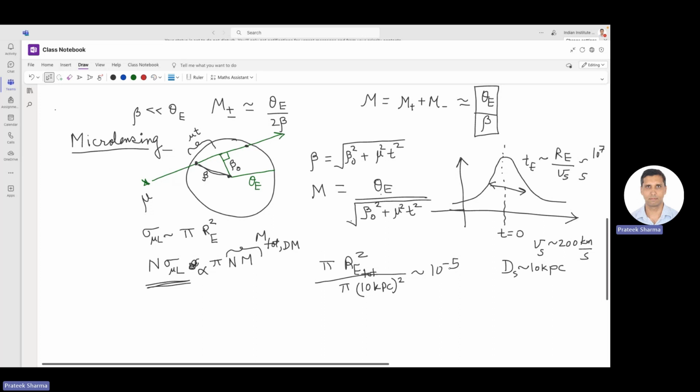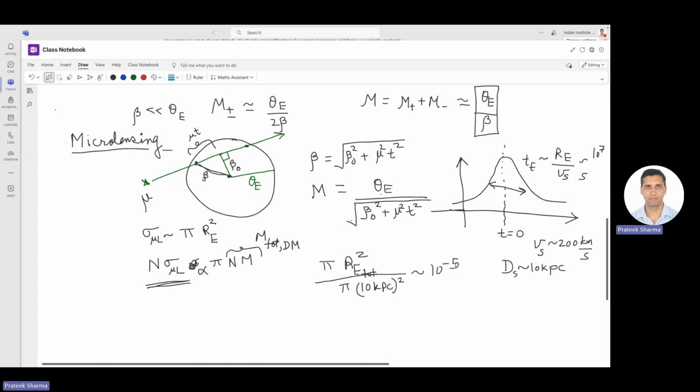So your Einstein radius corresponds to some mass, right? If you have low mass, it is smaller. So when you do that, you find this 10 to the minus 5. What it means is you have to observe a million stars in order to, say, get 10 microlensing events.